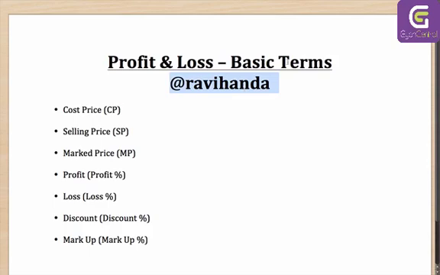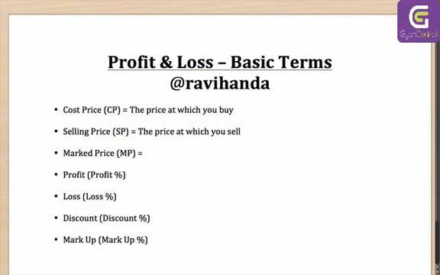Today, we'll talk about just some of the basic terms which come in handy while solving questions on profit and loss. So, what is the cost price? The price at which you buy a commodity is known as the cost price. Very similarly, the price at which you sell the commodity is known as the selling price.